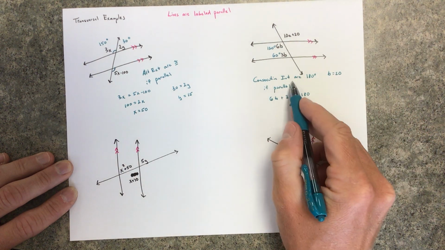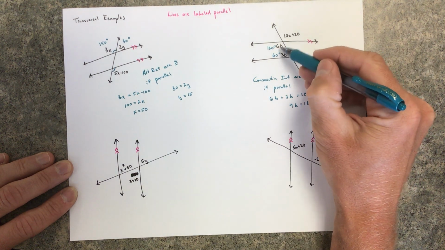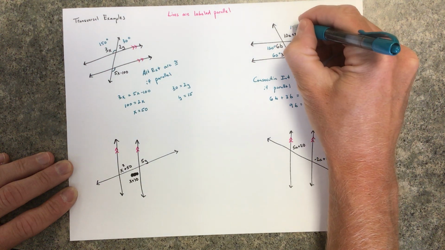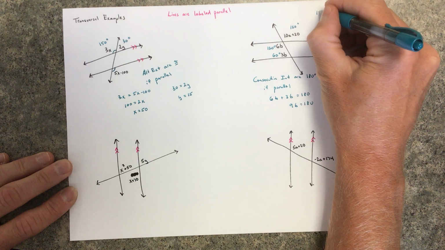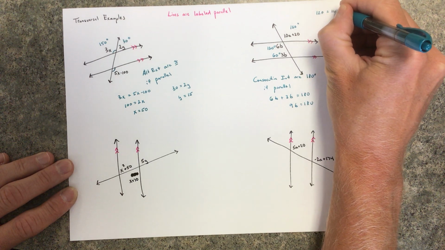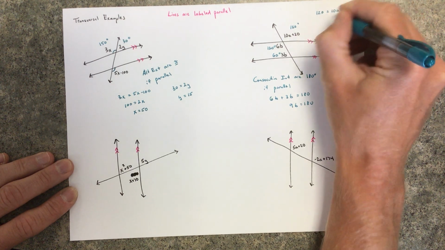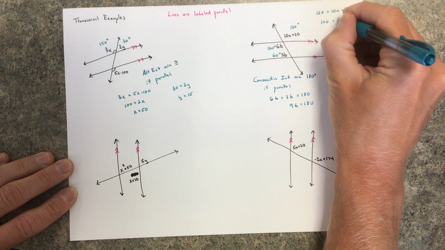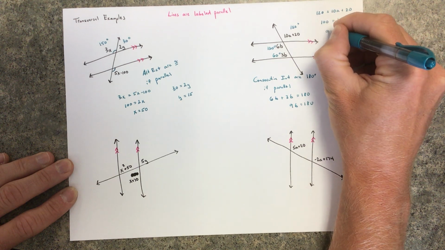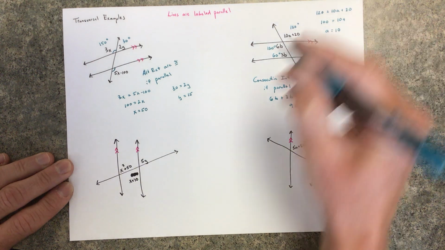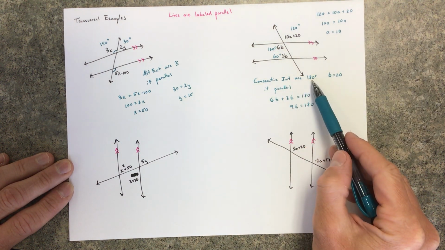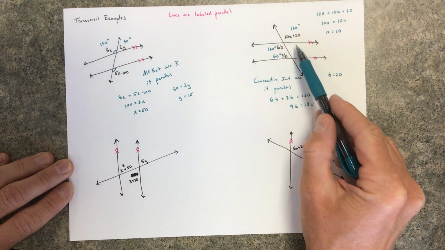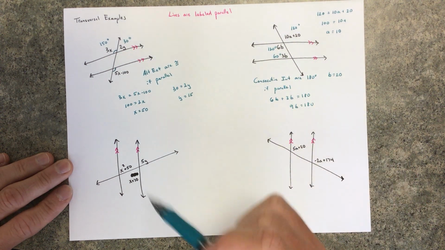Okay, so I used consecutive interiors, but I know these are vertical angles. So I know that this also has to be 120 degrees. So then I can set 120 equal to the expression 10a plus 20, and I get 100 equals 10a, and I get an a value of 10. So for this one, I used that consecutive interiors are supplements to each other, again, if the lines are parallel.